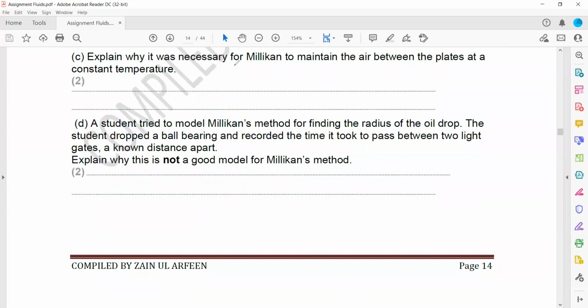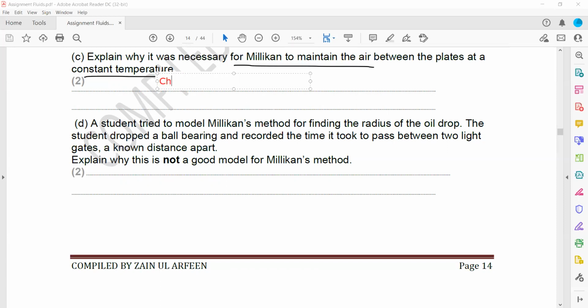Explain why it is necessary for Millikan to maintain air between the plates at a constant temperature. Because what happens if the air is not at constant temperature? The temperature affects the viscosity, so the change in temperature will cause a change in the viscosity of air. So the drag force will also change. So all the things are related.